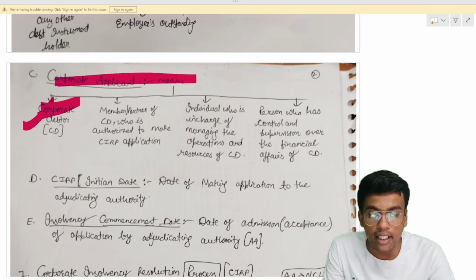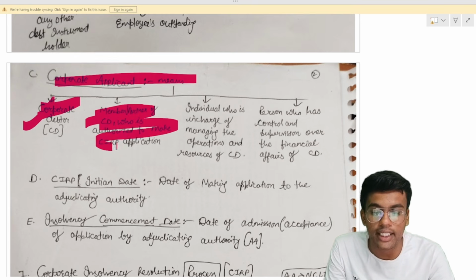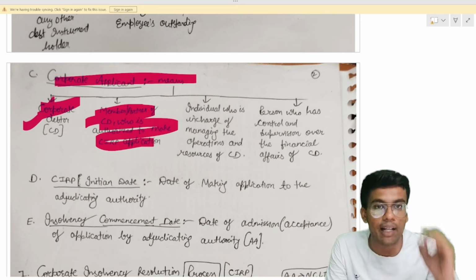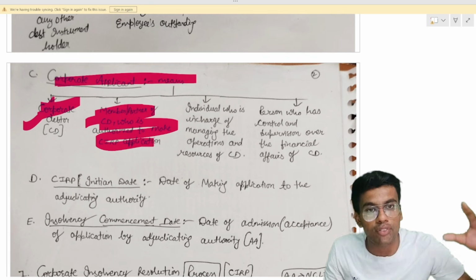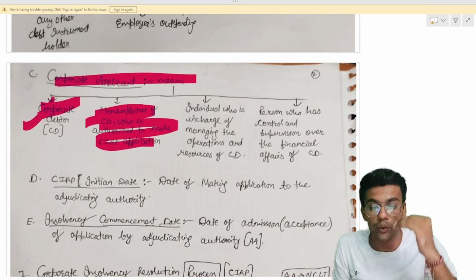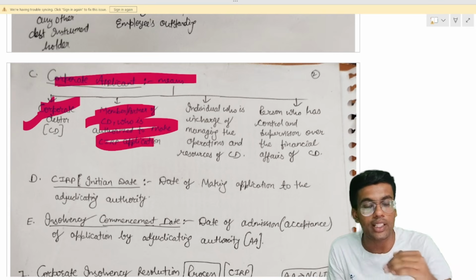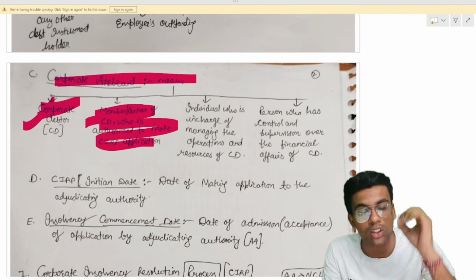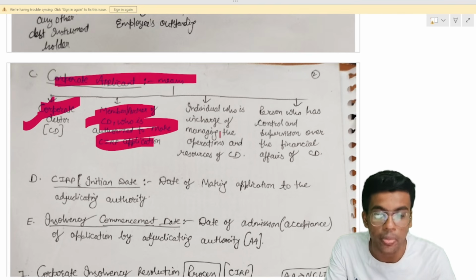The corporate debtor can make an application. A member or partner of the corporate debtor who is authorized to make a CIRP application. Let's say a group of promoters have authorized a particular person to initiate CIRP proceedings, and who has been authorized to make the application for CIRP.